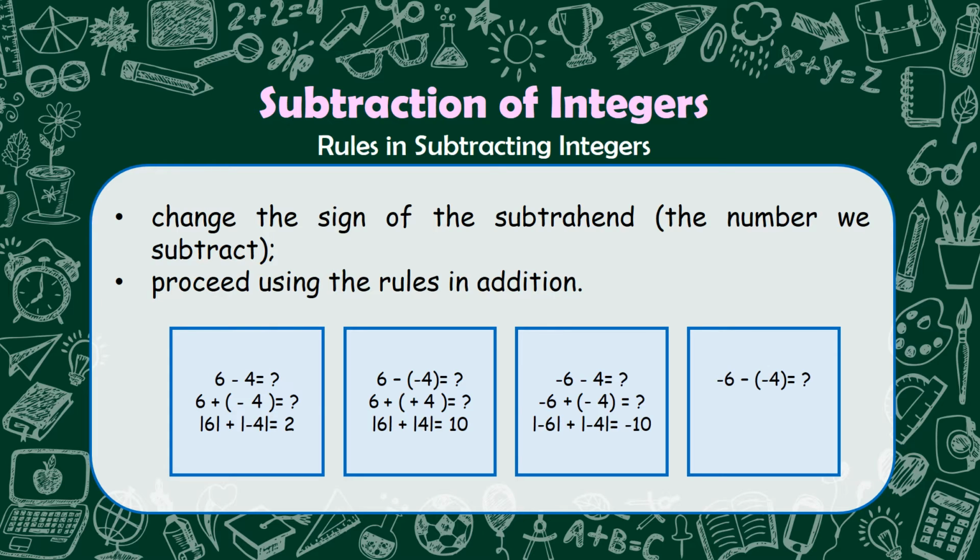And last, we have negative 6 minus negative 4. Change the sign of our subtrahend, we will have positive 4. Then change the minus sign into plus sign, we will have negative 6 plus positive 4. So apply the rule in adding different signs. So we will have the absolute value of negative 6 plus 4 is equal to negative 2 since negative 6 is greater in absolute value. It's easy, isn't it?